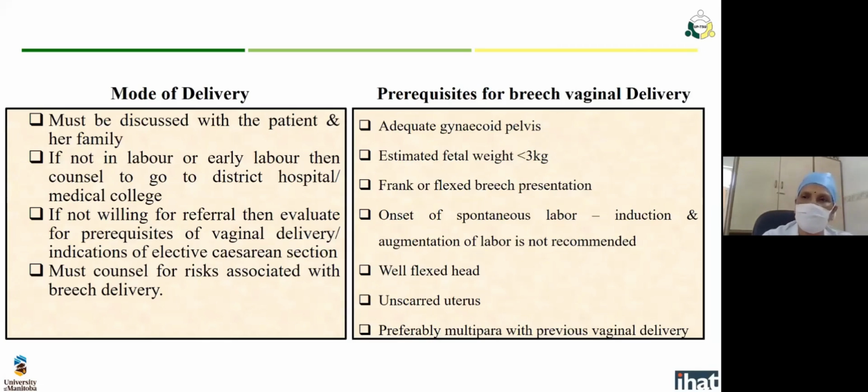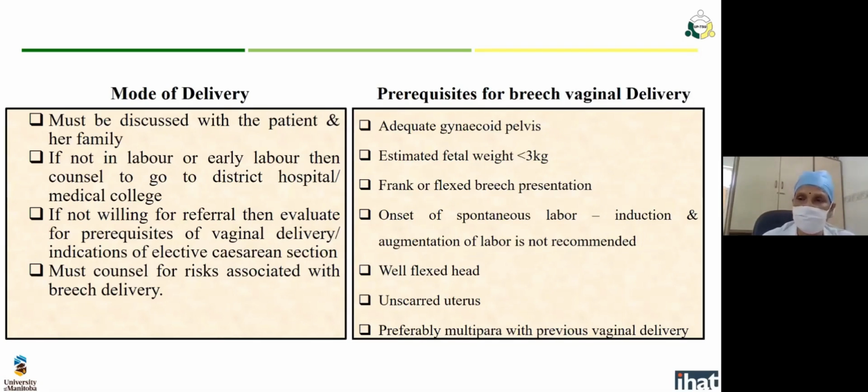This issue should be discussed with the patient and her family and relatives. If she is not in labor and she is willing, refer her to a higher center, that is the district hospital or medical college, where the facilities for cesarean section and neonatal care are available. If the patient is not willing, then you have to decide whether this patient can be left for vaginal delivery or you do the elective cesarean section.